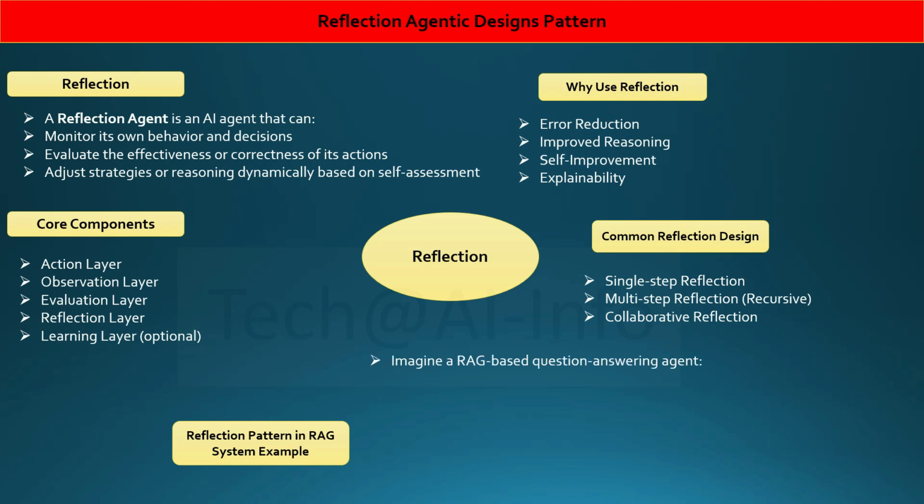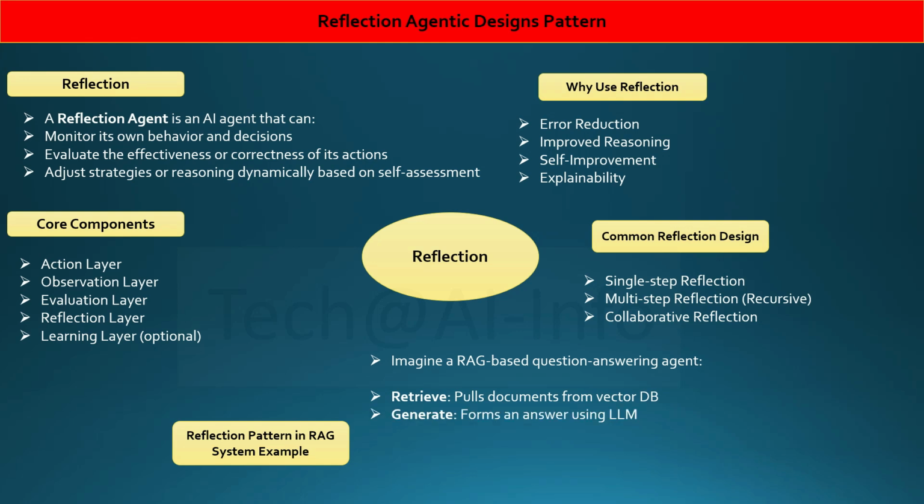So imagine a RAG-based question answering agent. First is retrieve: pull documents from the vector database. The user asks a question, the system converts the question into an embedding, and it retrieves the most relevant documents from the vector database, either ChromaDB, Pinecone, or FAISS.